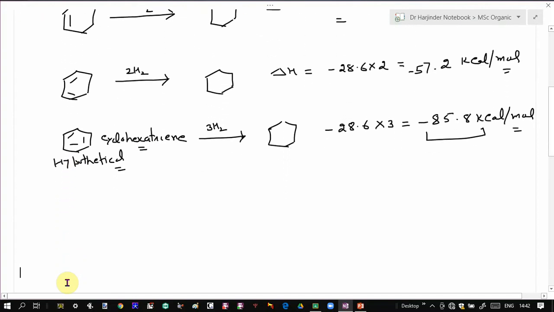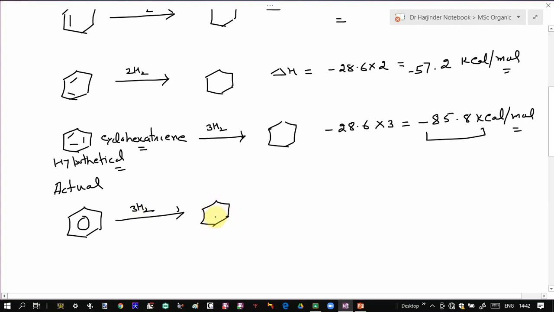But when you take actual benzene, which is this one, even though it also has three double bonds, and you carry out its hydrogenation to get cyclohexane, the actual amount of energy released is 49.3 kilocalories per mole.